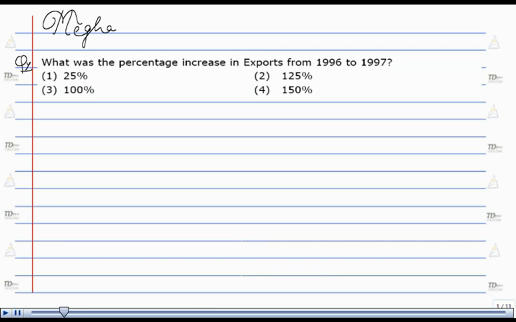The question is, what was the percentage increase in exports from 1996 to 1997? Now, as we have already discussed the directions for this question in the above ones, so let's have the solution. Now, the percentage increase in exports is given by 22.5 minus 10 divided by 10 into 100, which is equal to 125%. So, we get our answer as option number 2, that is 125%.